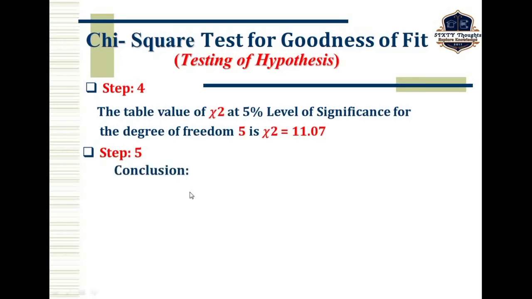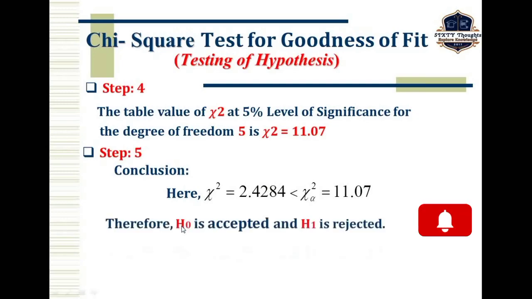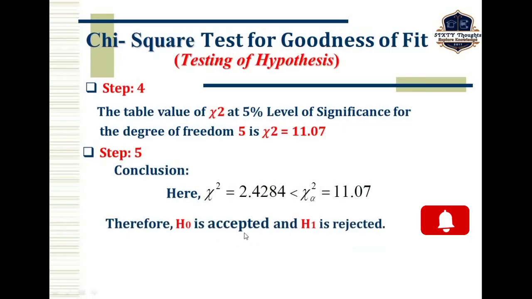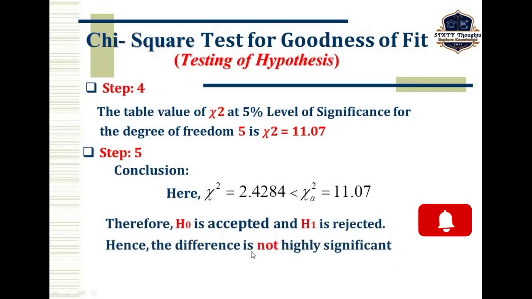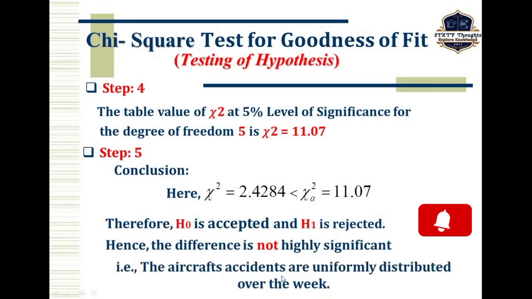Here the obtained chi-square value, 2.4284, is strictly less than the table value, so we accept the null hypothesis. Therefore H0 is accepted and H1 is rejected. Hence the number of accidents are uniform over the week.